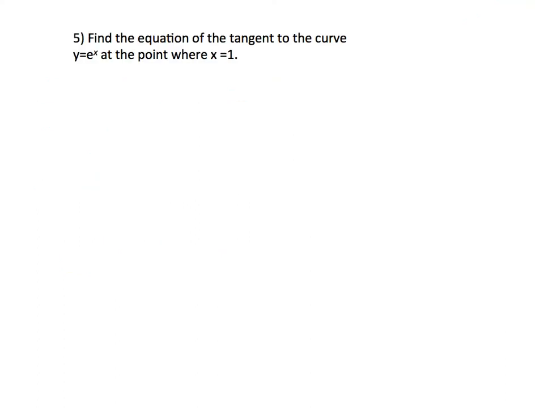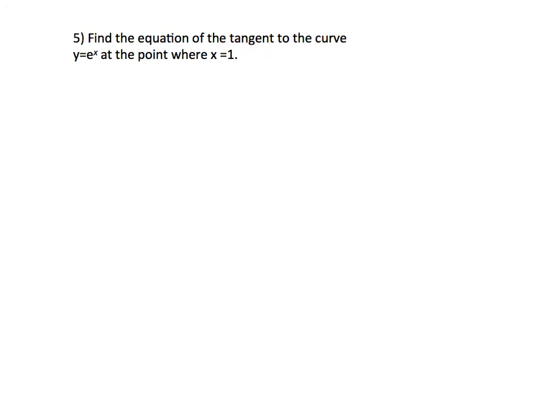One last example. Find the equation of the tangent to the curve y equals e to the x at the point where x equals 1. The equation of the tangent. Remember, a tangent is a straight line, so we need to know the gradient of that straight line and a point on that straight line. Then we can use the point gradient formula.